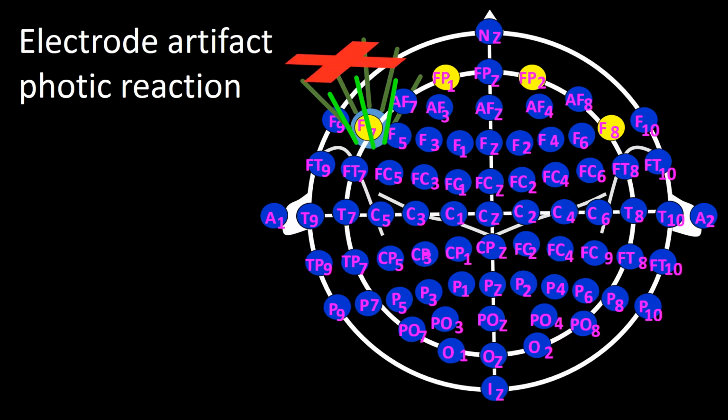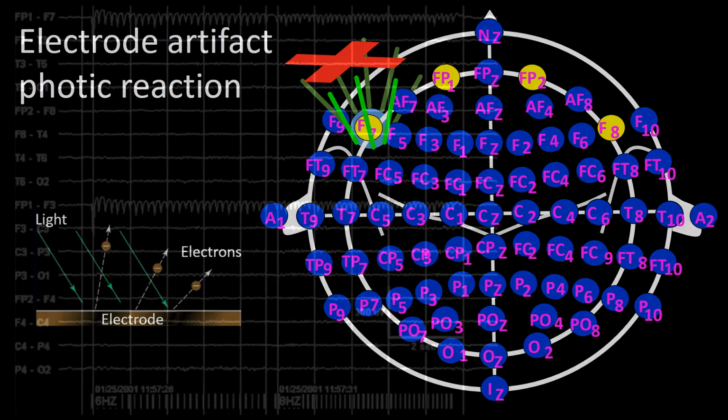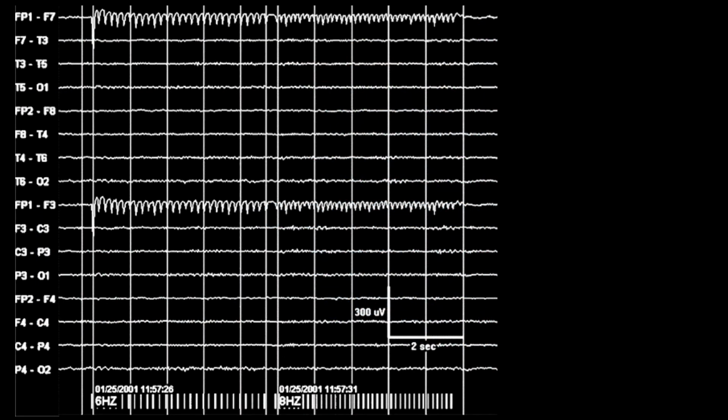Some authors have explained the positivity of these discharges as a consequence of departing electrons. As you can see in this diagram, light acting upon the electrode dislodges electrons, which render the electrode more positive. This is another example of electrode artifact triggered by photic stimulation.